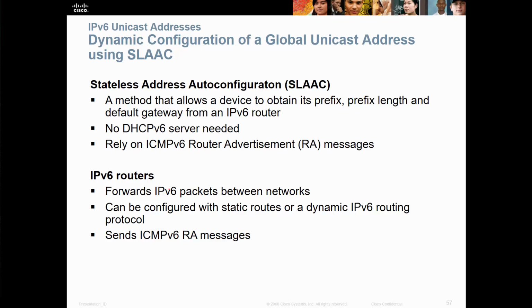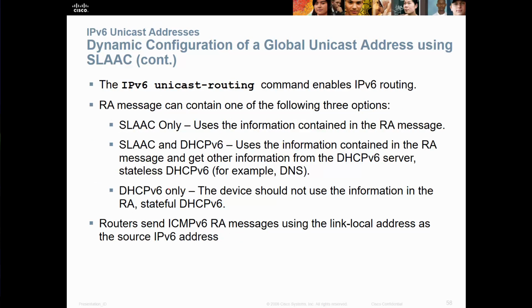IPv6 routers forward IPv6 packets, and again, they send the ICMP version 6 RA router advertisement messages. First thing we have to do when we do a router is we have to first of all turn on IPv6 routing. We do that by typing ipv6 unicast-routing. That turns on IPv6 routing. Our RA messages can come in a few different options. We could have SLAAC only. We could have SLAAC and DHCP. We could have DHCP only. So we have some options. The routers that will be sending the ICMP version 6 RA messages could also be doing that for just link local addresses. So it's going to depend on how we have it set up.